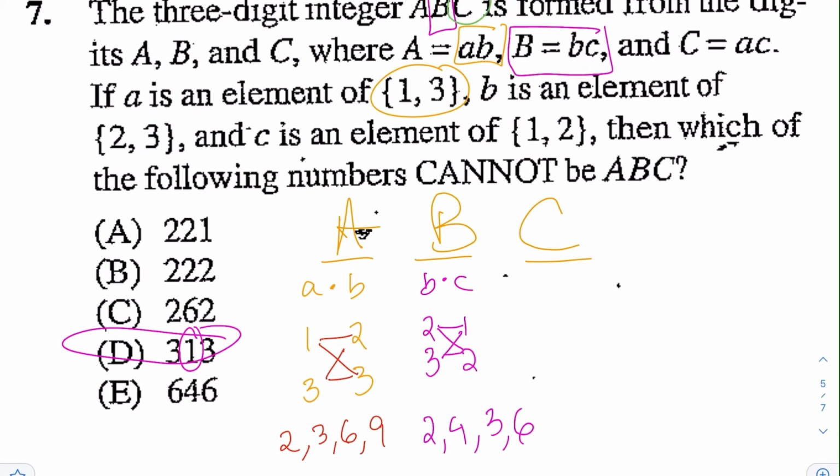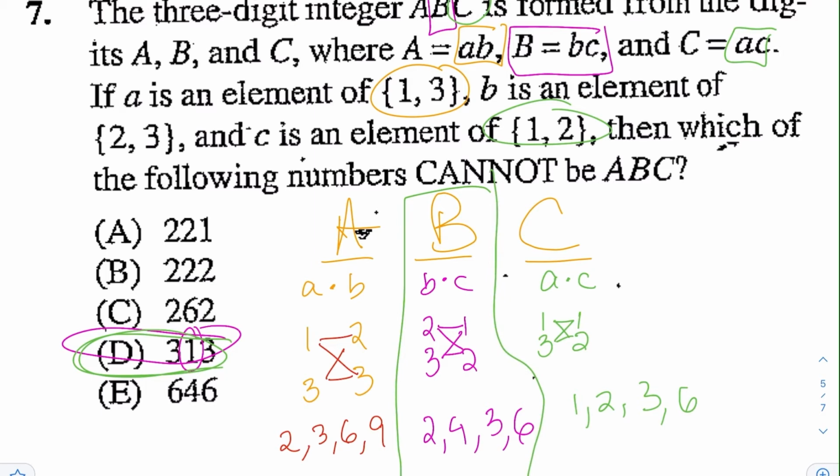Now for capital C, it's a times c. And a is either 1 or 3, and lowercase c is either 1 or 2. So the 4 possibilities are 1 times 1, which is 1, 1 times 2, which is 2, 3 times 1, which is 3, or 3 times 2, which is 6. So the ones place has to be 1, 2, 3, or 6. So here, D has to be the answer, because the tens place cannot be 1. There's no way to get a product of 1 by doing b times c. You can only get 2, 4, 3, or 6.